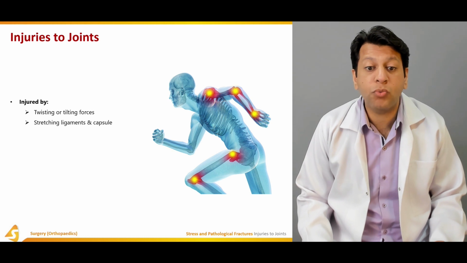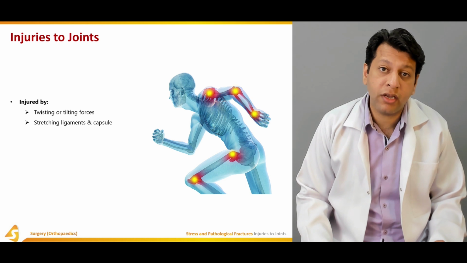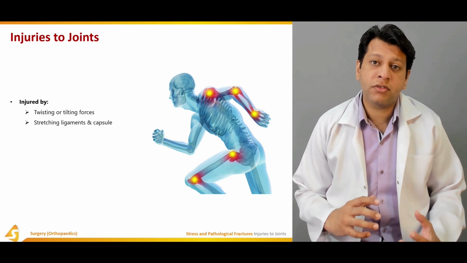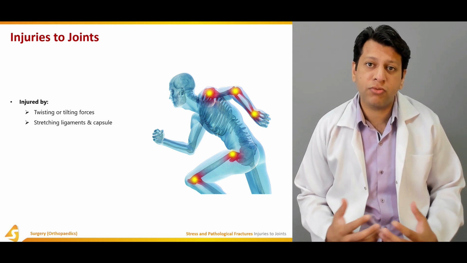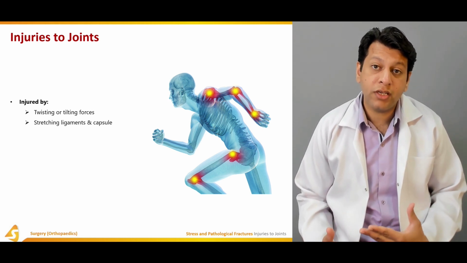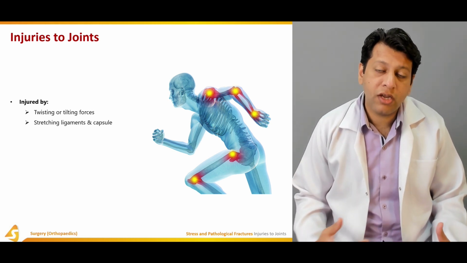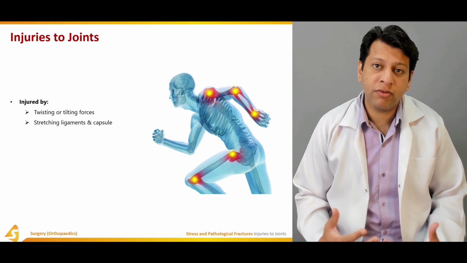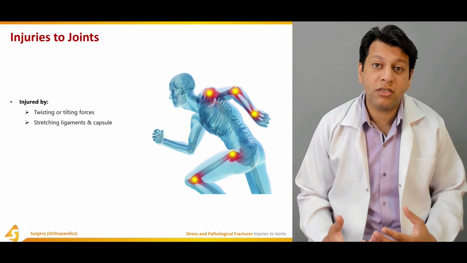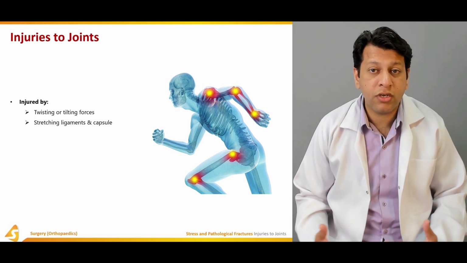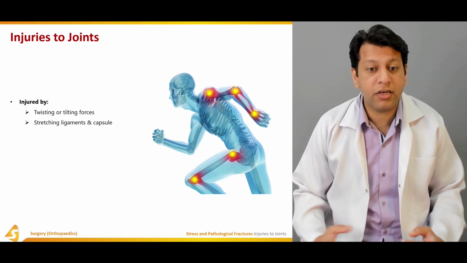Usually, they are injured by twisting or tilting forces, stretching of the ligaments or capsules on one side. For example, if your foot is planted on the ground and there is a valgus force acting on your knee, that will definitely put a lot of strain on the lateral collateral ligament. It will take that load until it either completely ruptures or gives way. This could not only lead to rupture of the lateral collateral ligament, but there could be shearing fractures of the tibial condyles or even the medial femoral condyle as well.